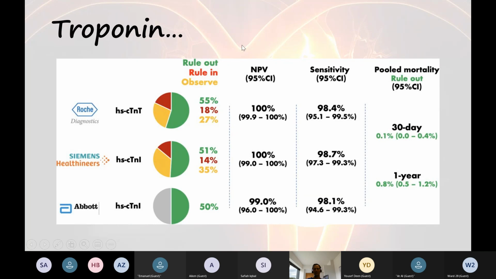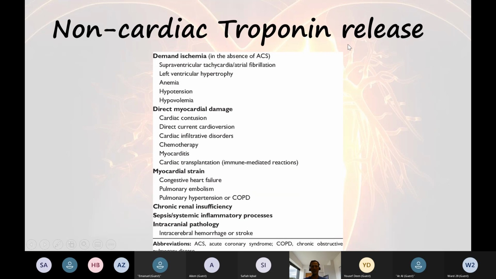But if that happens, it doesn't matter how good your test is. If they've got a new diagnosis soon after going home, your troponin's not going to help you with it. So it's a very good rule out, but it isn't 100%. And its sensitivity for acute coronary syndrome is not 100%. But it's about as good as tests will ever get.